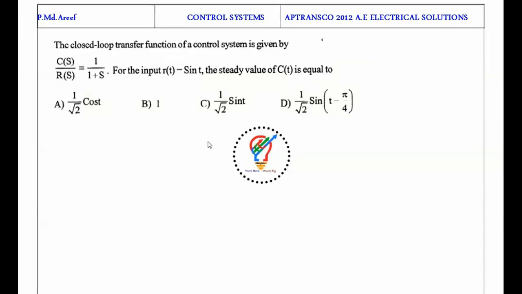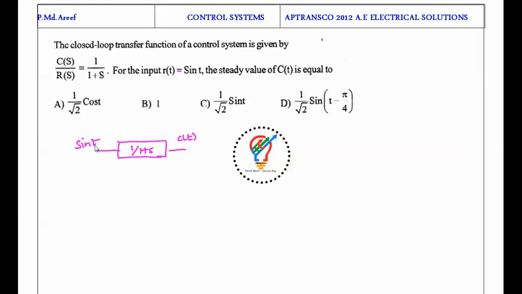Next question. The closed loop transfer function of a closed loop system is given by C of s by R of s is equal to 1 by 1 plus s. For the input R of t is equal to sin t, the steady value of C of t is given by. So here we are having a transfer function which is given by 1 by 1 plus s, and the input to this transfer function is sin t, and we need to find what is the output here.